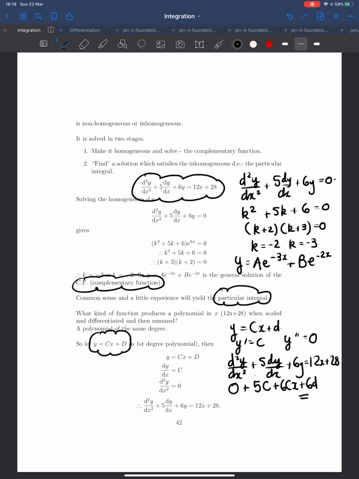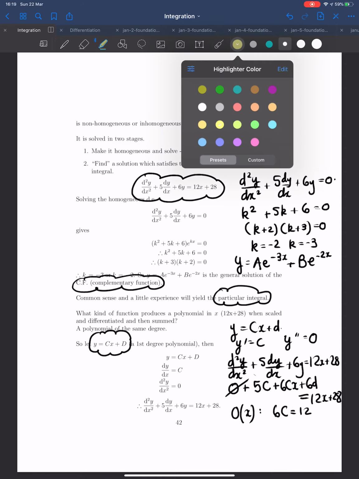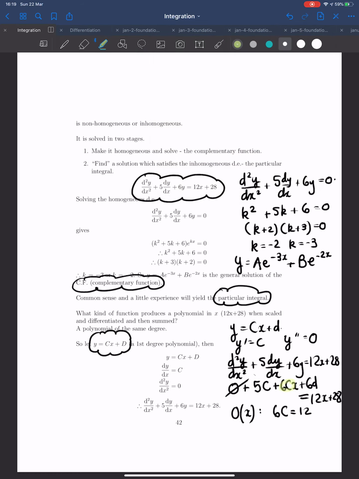And that's got to be equal to 12x plus 28. Okay, so that y double dash is 0, 5 dy by dx is 5c, 6y is 6cx plus 6d. And that side's there, I haven't done anything with that yet. So we don't need to write 0. If we look at the x's, that's the orders of x. 6c on the left is 12 on the right. They can be coloured in. That one there is going to equal that one there because they're the x's. And then the 5c plus the 6d makes 28, but we'll come to that bit in a minute.